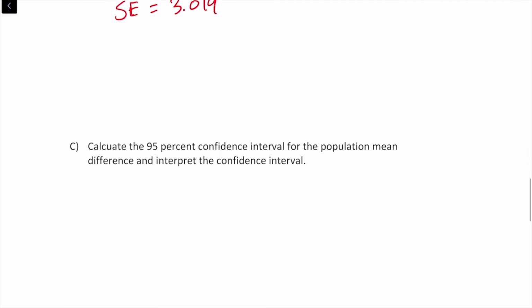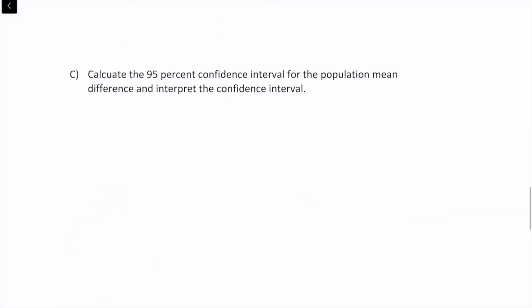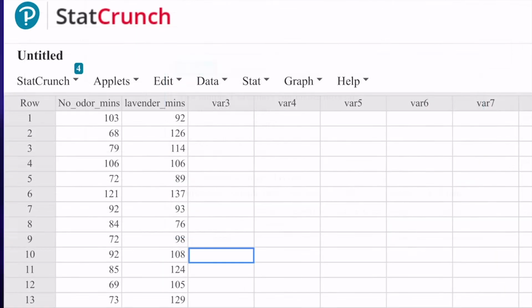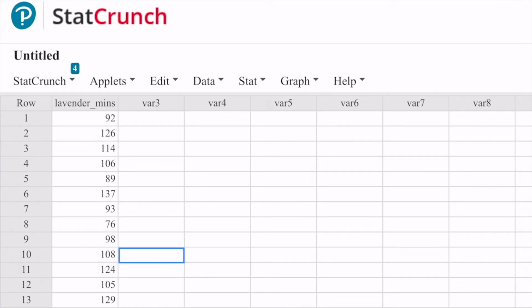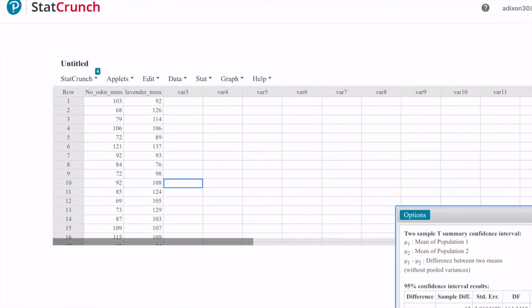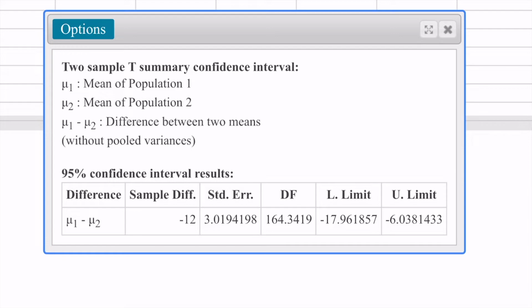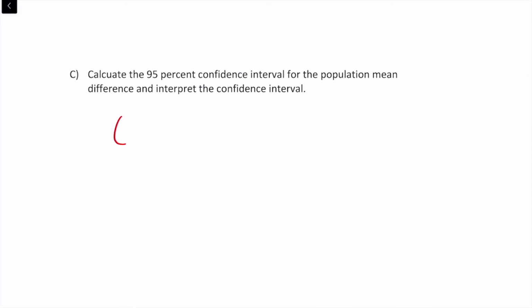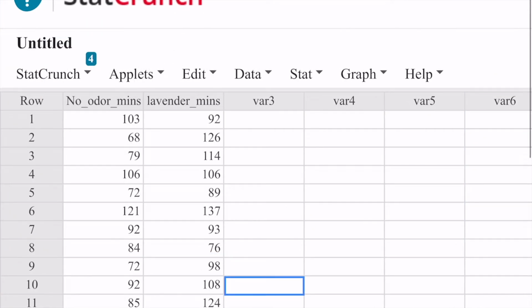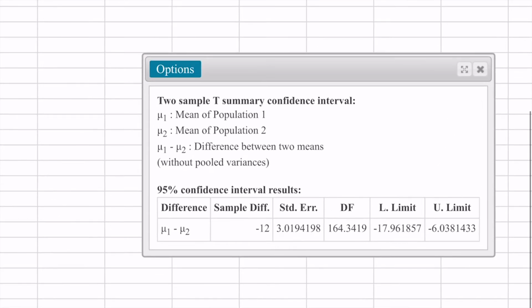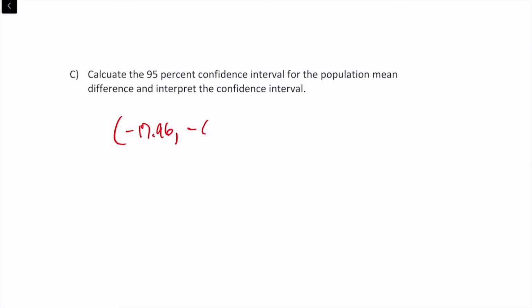And then what's the actual confidence interval? Well, it goes from, let's just do 2 decimal places. There you go. So our lower limit is negative 17.96 up to an upper limit of negative 6.04. Okay? All right.